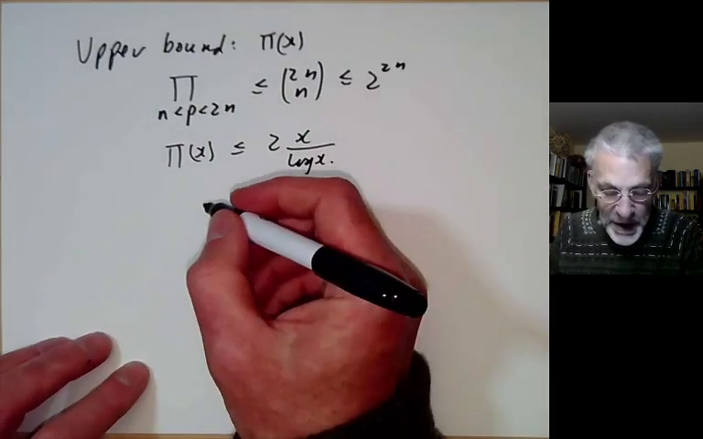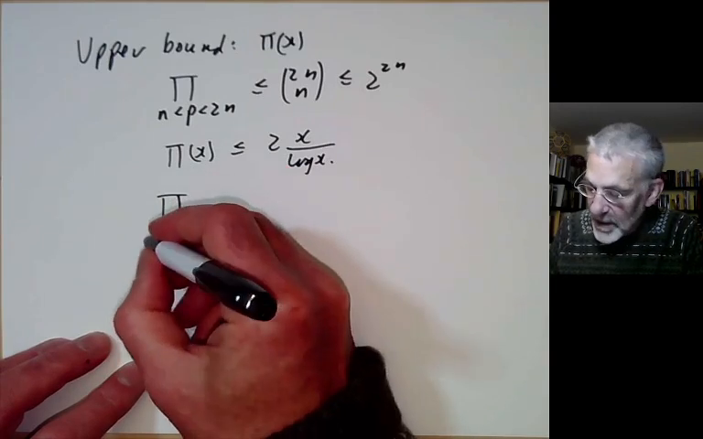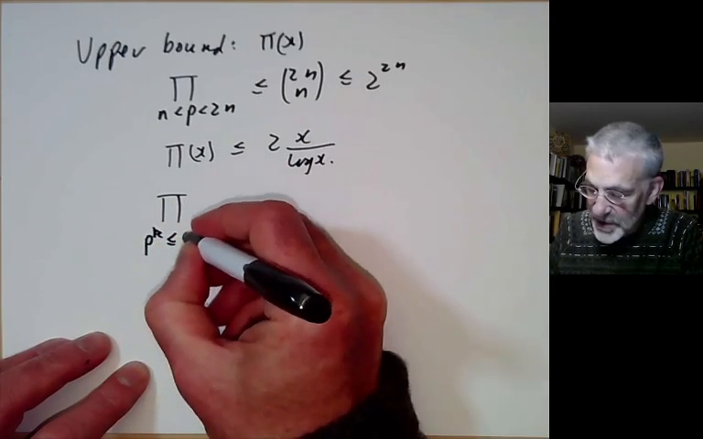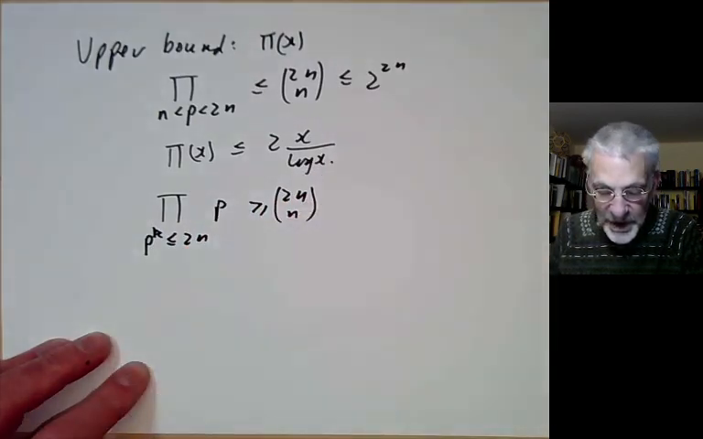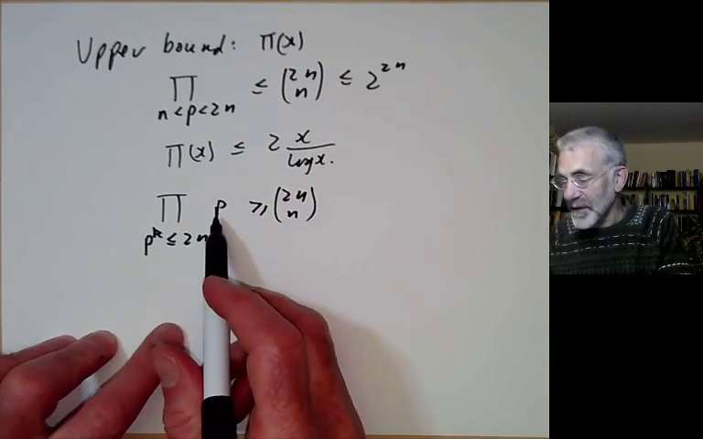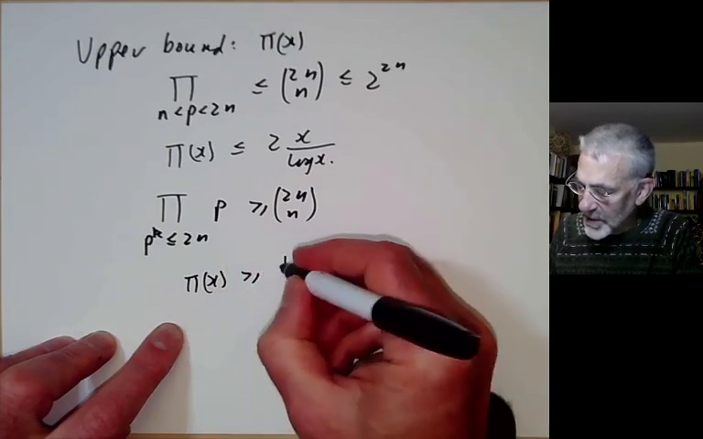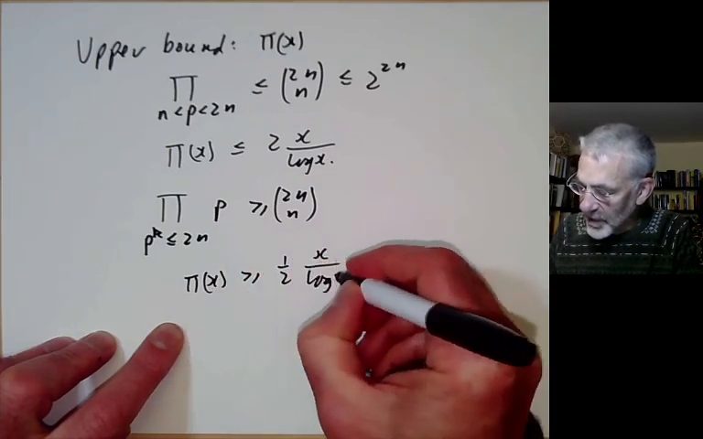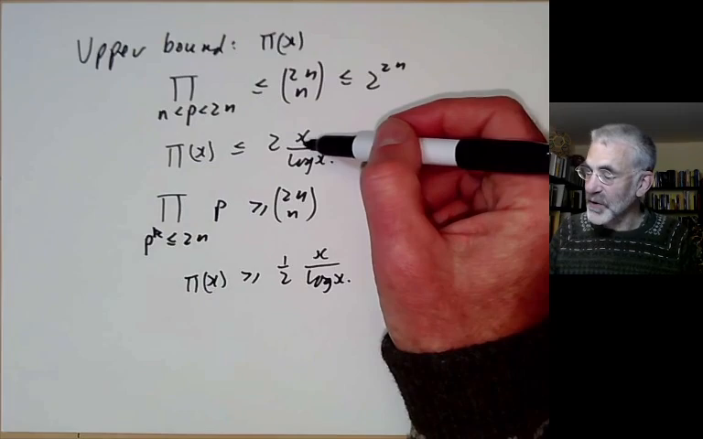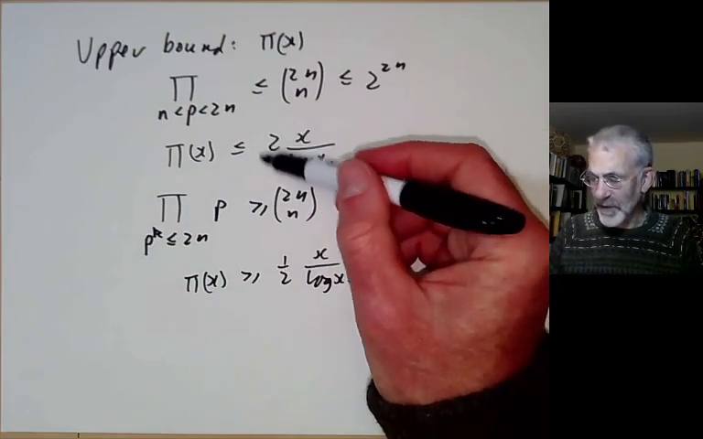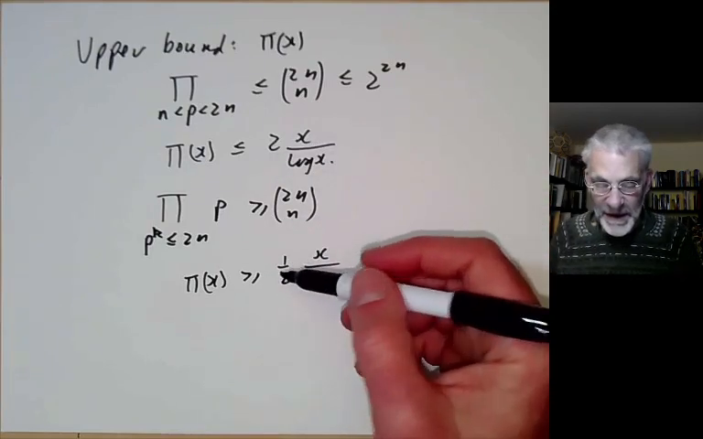On the other hand, you can find a lower bound. Again, here you use that the product over all prime powers that are less than or equal to 2n is at least this binomial coefficient. Using this, you can find a lower bound on the number of primes, of the form pi of x is greater than or equal to about a half times x over log of x. So it's quite easy to get the prime number theorem up to a factor of about 2, and with a bit more effort, you can get this 2 down to a number slightly bigger than 1, and you can get this half up to a number slightly less than 1.